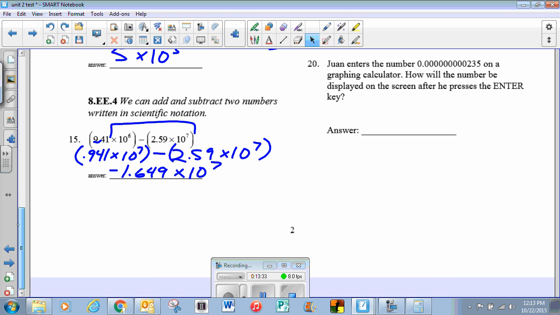If you did it right, it still should work. Want to do it? Let's do it. Okay, so make the 7 a 6 over here. I already did.